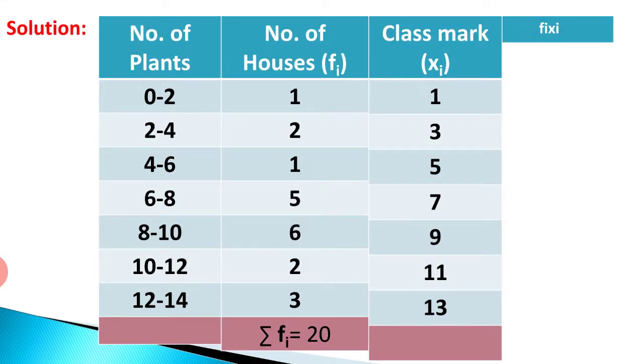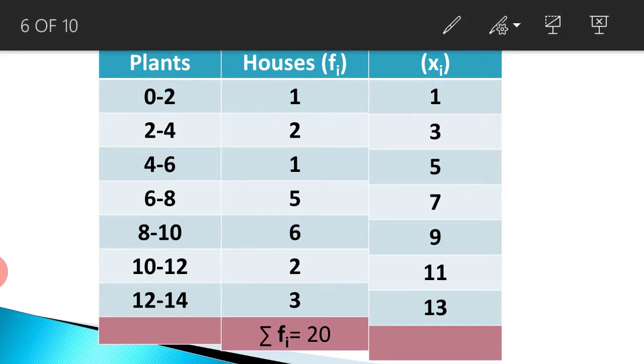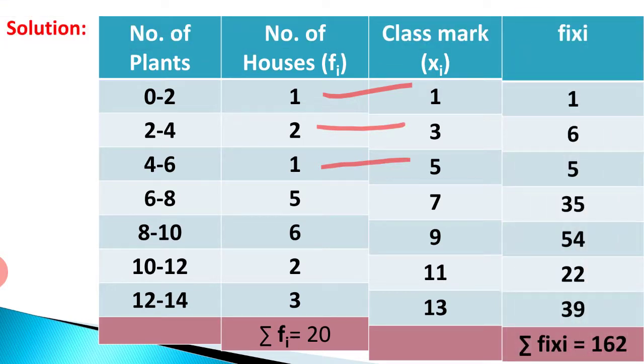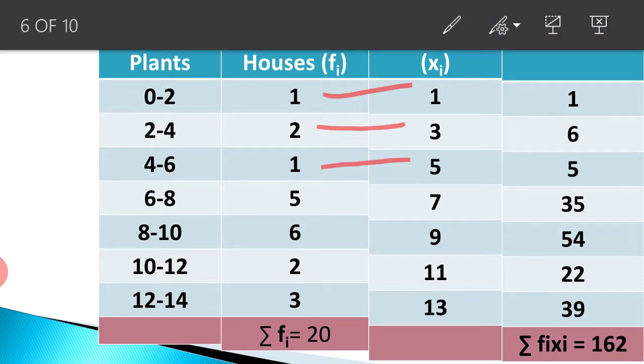So now we have obtained the class mark. Now what do we do? We multiply, as in the previous case we have done fi xi. So now here xi will be the class mark and not the 0 to 2 interval. So xi will be the class mark, which is, once again I tell you, representative of the class interval. So you will multiply now these two, 1 into 1, 2 into 3, 1 into 5, and then you will get the next column, that is fi xi. Now it is as in the previous case. You will find out the sum of fi xi.